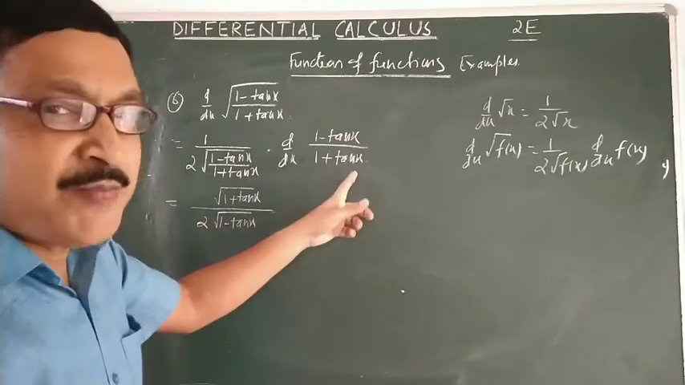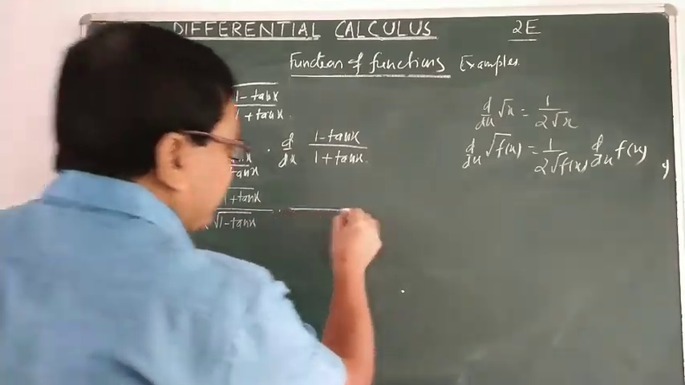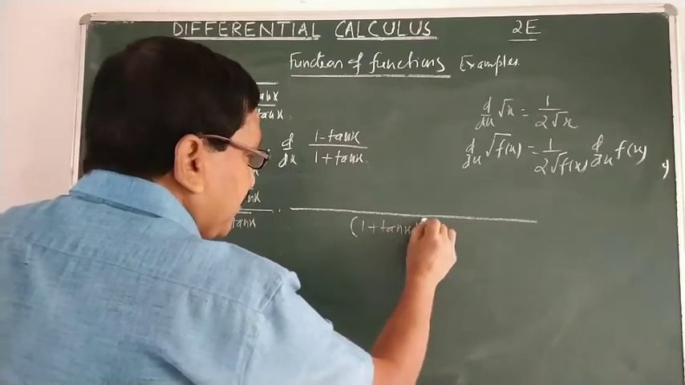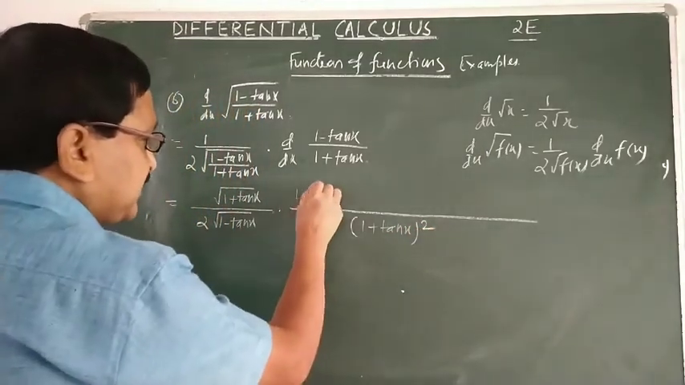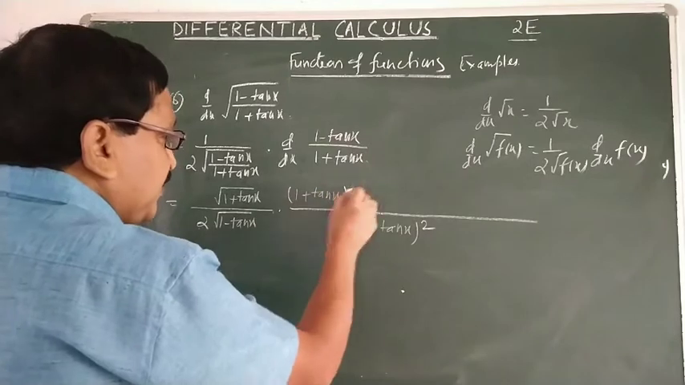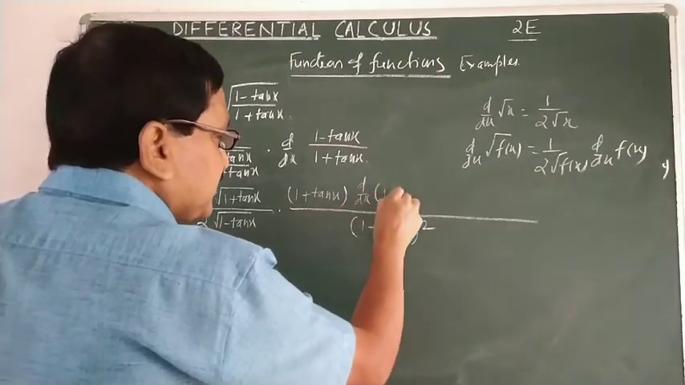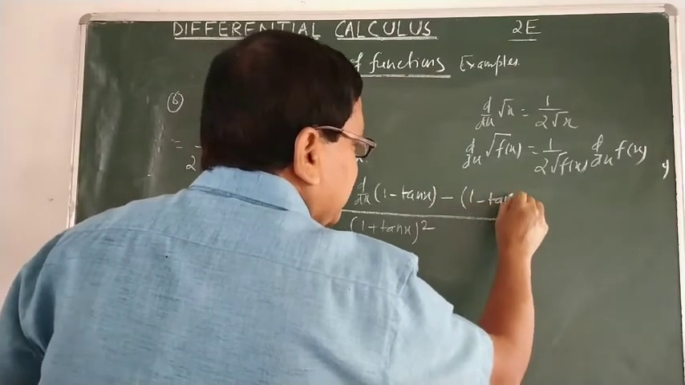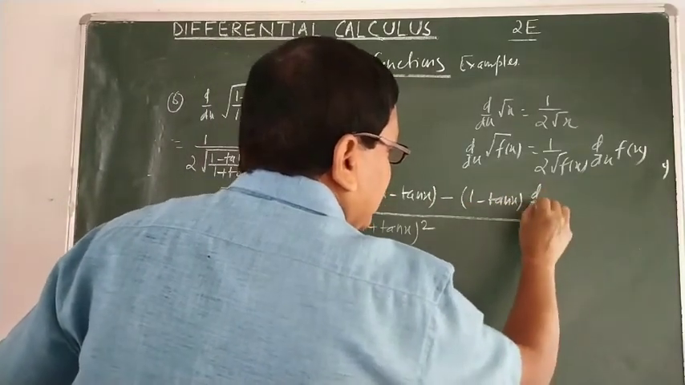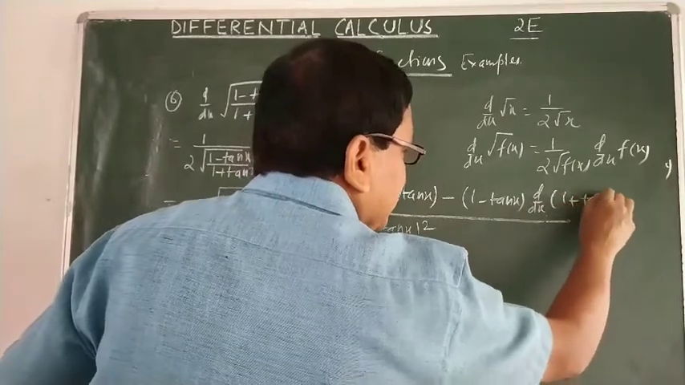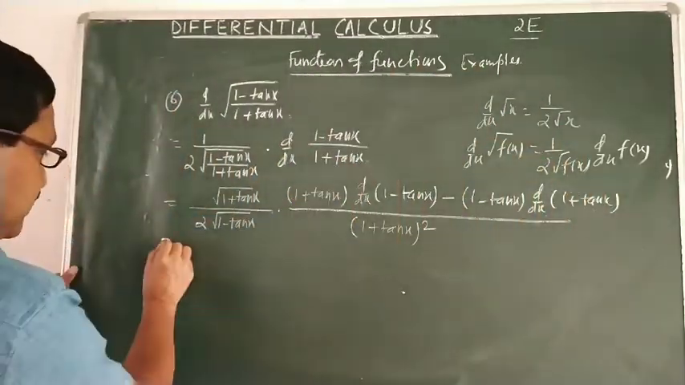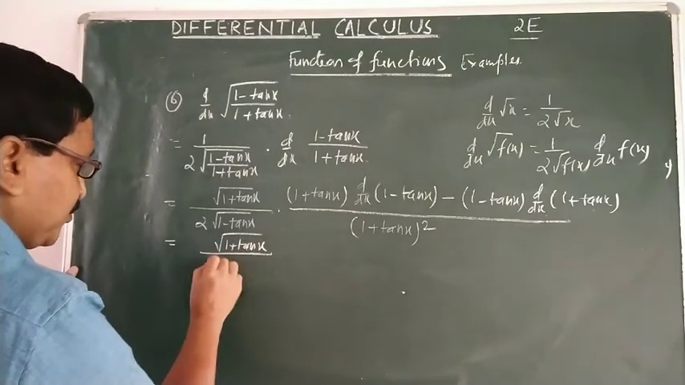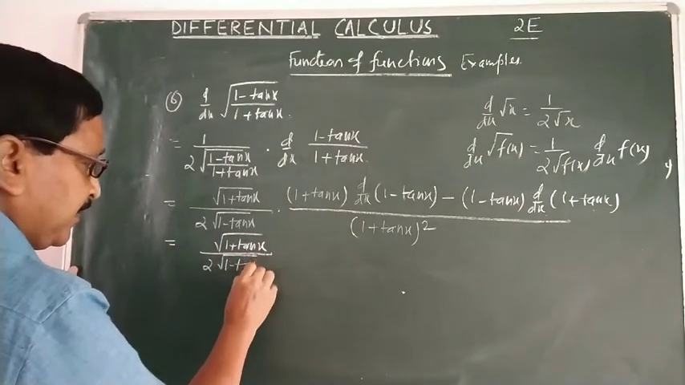Now we are left with u by v form. So follow the u by v form. This is (1 plus tan x) whole square, into (1 plus tan x) into d by dx of (1 minus tan x), minus (1 minus tan x) and d by dx of (1 plus tan x). So this is as usual root 1 plus tan x by 2 root 1 minus tan x.